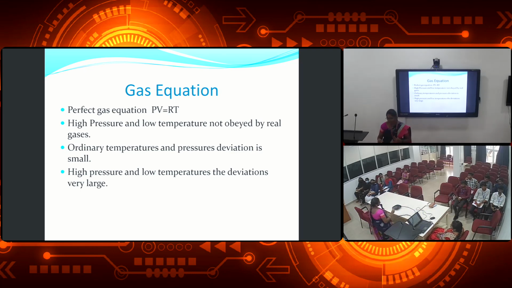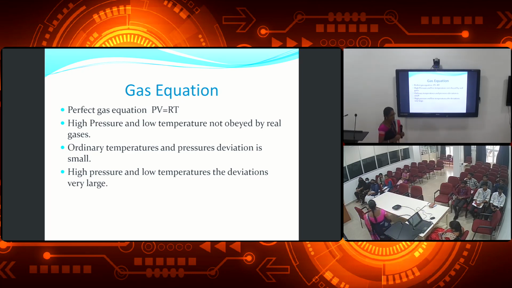Third, what about the gas structure? A gas does not have a particular shape and size. Why? Because the molecules are loosely packed. One molecule is here, another is there, another is there. So the force of attraction between one molecule and another is very, very small, almost negligible. This is the third postulate of the kinetic theory of gases.